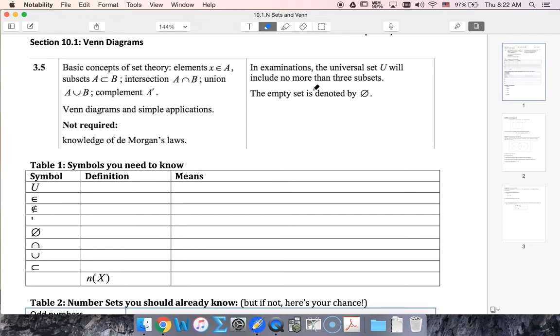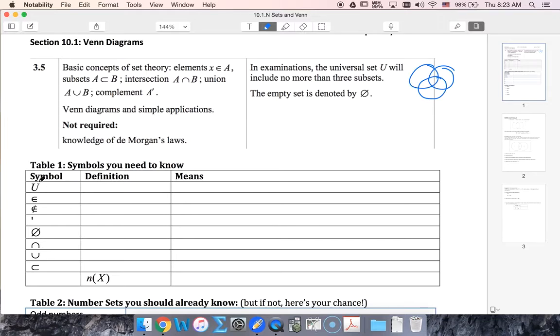Notice in exams, we're going to have no more than 3 subsets. So what this means is when we're drawing Venn diagrams, we're going to have at most 3 circles that overlap in some way. This symbol here means empty set, so a set that has nothing in it. It's emptied. All right, so let's look at these symbols.